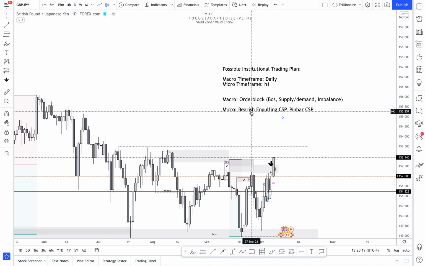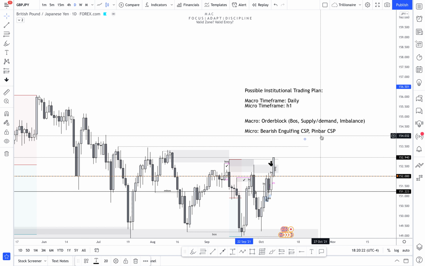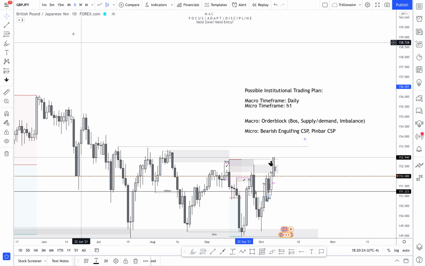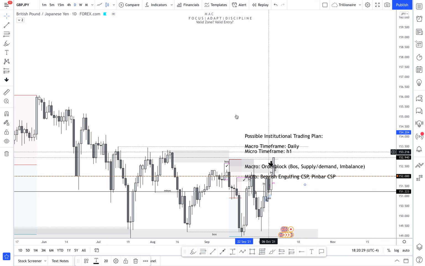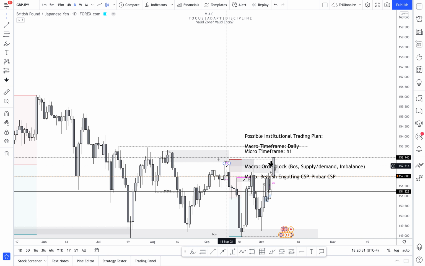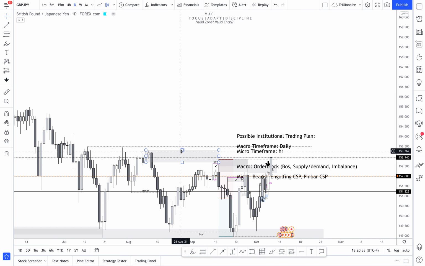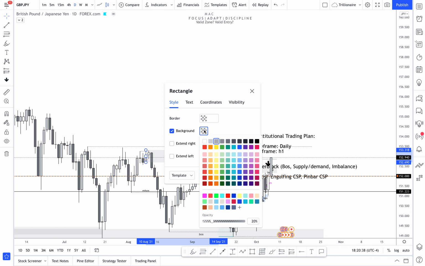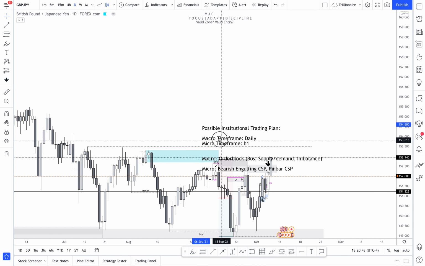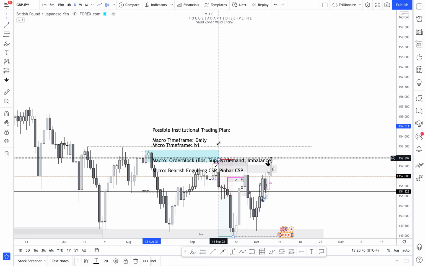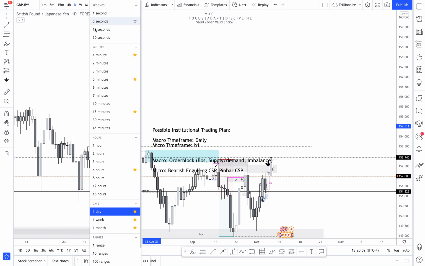So what are we looking for on the micro time frame? Bearish engulfing candlestick pattern or pin bar candlestick pattern. So let's actually go to the H1 time frame, which you guys know I don't use. It's not something that I use at all, and we're going to be looking in this area here. So let's change this color, let's make this blue here. And we're going to go to the lower time frame and look at this region here and see how price reacts to our higher time frame zone. All right, so let's go to the hour.